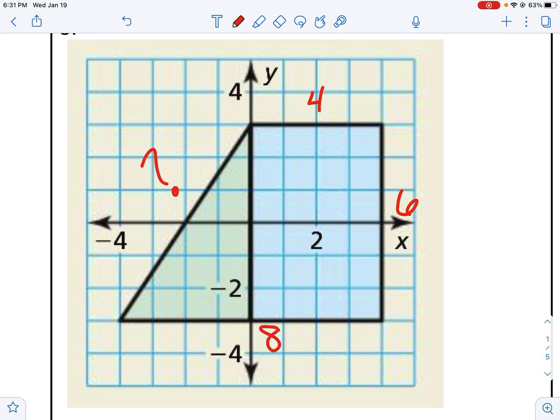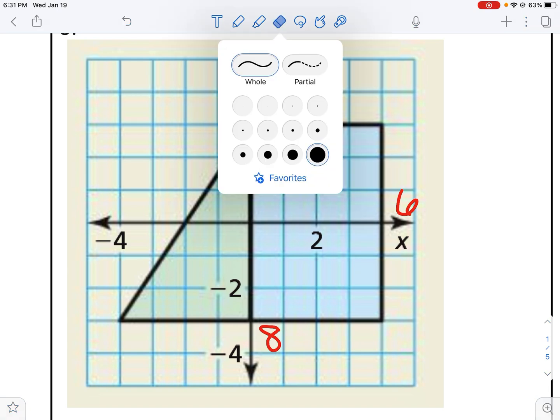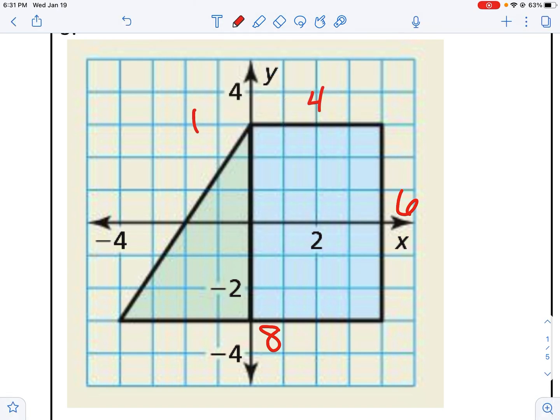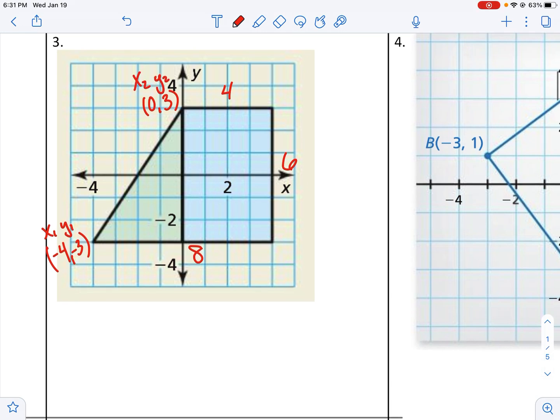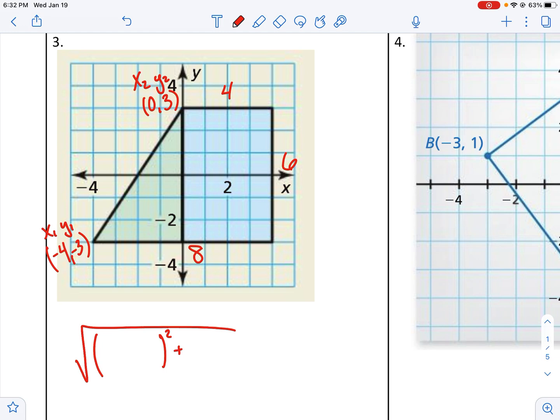But this one is diagonal. That one I can't just count. So what I'm going to have to do is use my distance formula between the two endpoints of that segment. So between (0, 3) and (-4, -3), I've got to find the distance between those 2 points. I'll label mine x1, y1 and x2, y2. If you need a refresher on the distance formula, I've also linked a video on the distance formula, or you can find any number of distance formula videos online as well.